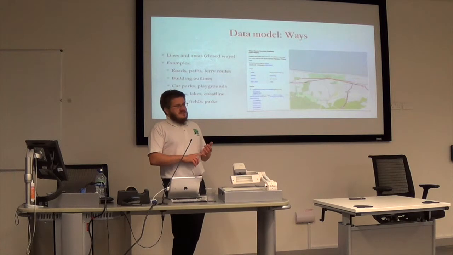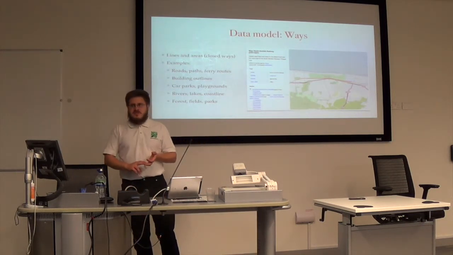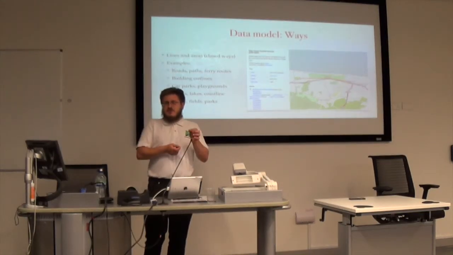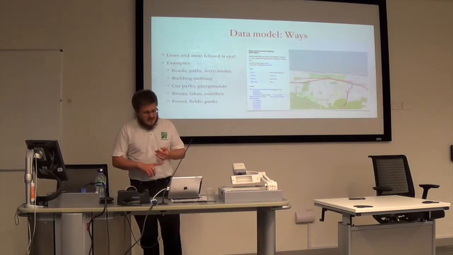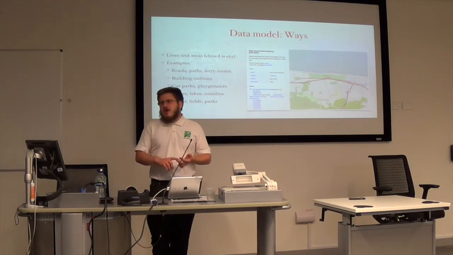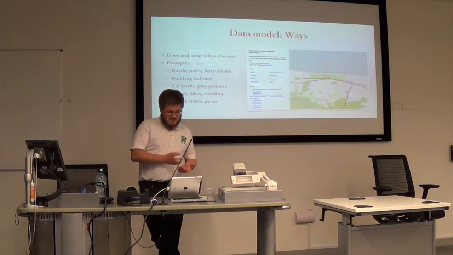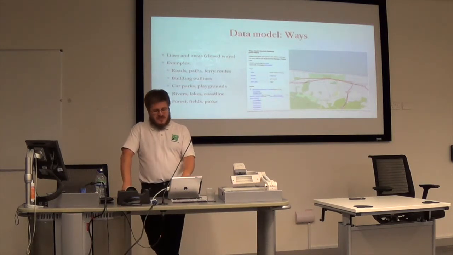You then have ways, which are either lines or areas, where an area is just where the first and last node happens to be the same point. So it's things like roads, ferries, car parks, larger shops, parks, and so on. They all get mapped as ways.